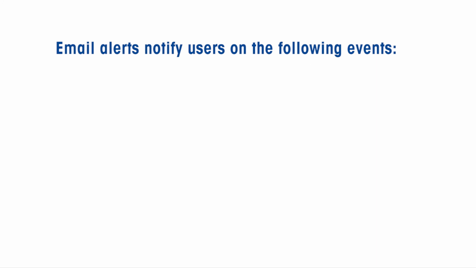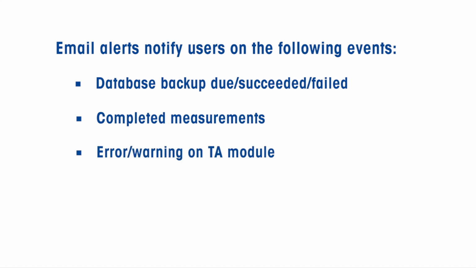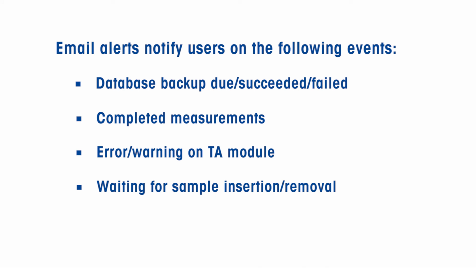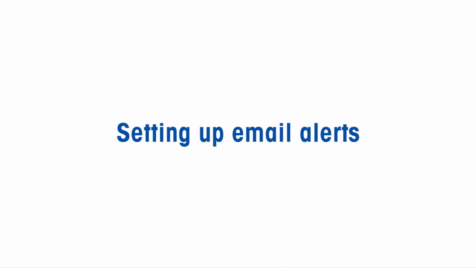Automatic emails can be sent to notify users on the following events: database backup due, succeeded, or failed; completed measurements; error or warning on TA module; waiting for sample insertion or removal; eval macro states succeeded or failed, or error. The same email alert can be sent to several users at once, as long as they are subscribed to the email notification service. Step by step, I will now guide you through the procedure for setting up email alerts.